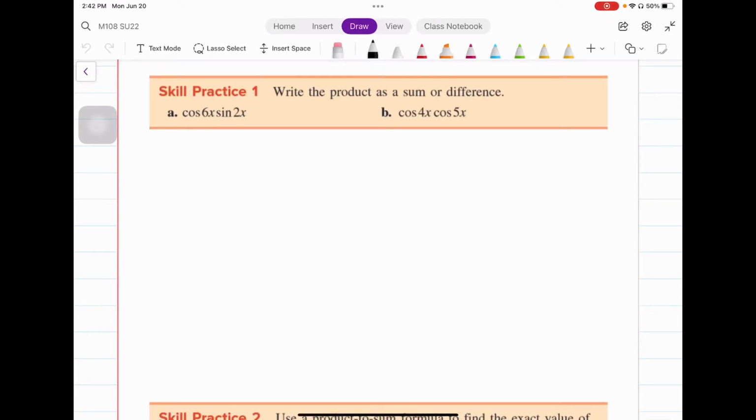In this section, we're going to be working with the product to sum and sum to product formulas. The first thing we're asked to do is write the product as a sum or difference. And so we analyze, what do we have here? We have cosine and sine together. And so we're taking the cosine of something times the sine of something, which is going to use the formula cosine u sine v.